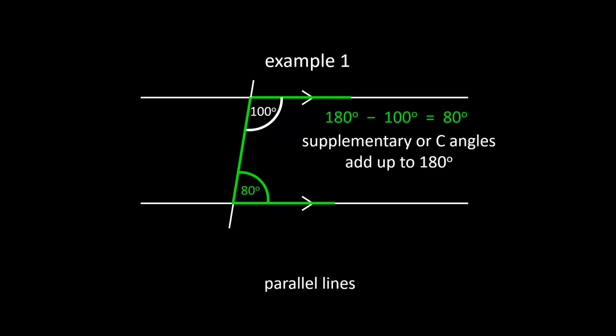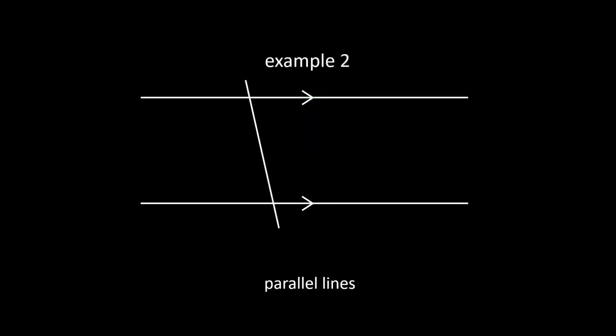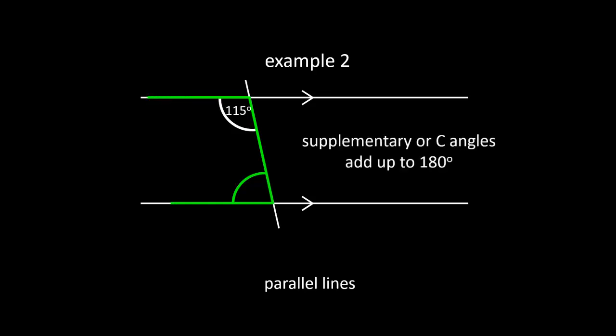Okay, so just as with the Z's and the F's, let's have a look at, can we have a backward facing letter? So we could have something where that's 115 degrees and we're asked to find that one. And we've got to notice then there's a backward facing C like that. And what do we know about the angles inside the C? They add up to 180. They're called supplementary angles. So the green one down the bottom must be 180, take away 115. 65 degrees.